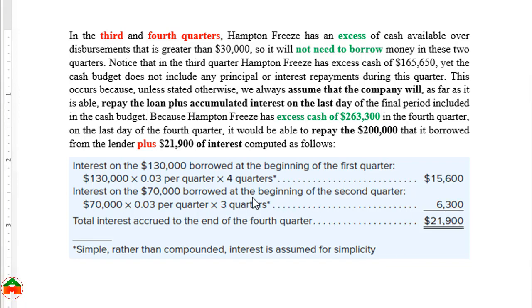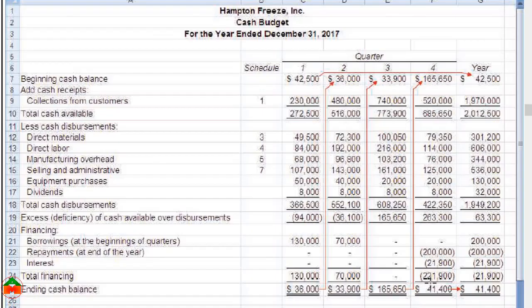And you can also calculate by using this format. They have converted the 1% per month into quarter. They have multiplied by the quarters. Whatever be the process, the answer would be the same. And this is the total interest. This 15,600 interest for the 130,000 and 6,300 interest for the 70,000. Total interest 21,900. And now we are going to pay the interest 21,900.